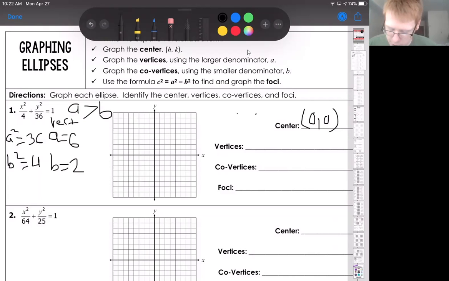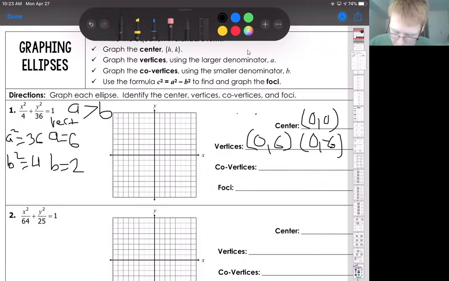So to find my vertices, since I know this is a vertical ellipse, I know it's going to go up bigger. You just take your center and add your A value to the Y values because it's vertical. So my vertices would be 0, 6, you add it and you subtract it. You could either do 0 plus or minus 6 or just write the two separate points. You basically add and subtract your A value from the vertical, because it's vertical in this case. If it was horizontal, you would add or subtract it from the X values. We'll see in the next problem.